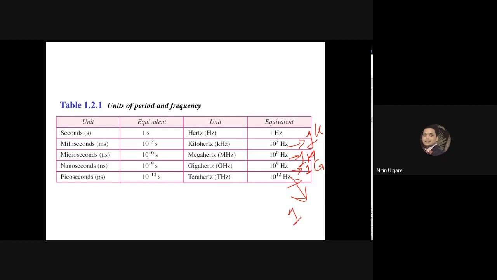Alternatively, I can say that 1000 hertz is equal to 1 kilohertz, 1000 kilohertz is equal to 1 megahertz, 1000 megahertz is equal to 1 gigahertz, and 1000 gigahertz is equal to 1 terahertz. So these are the different units to measure the period and frequency.